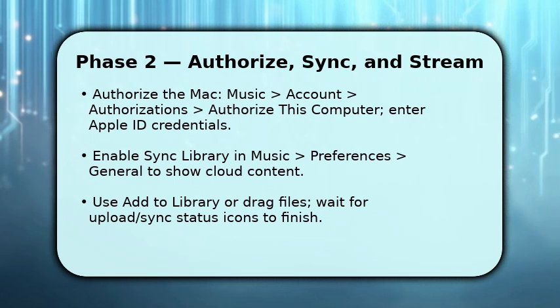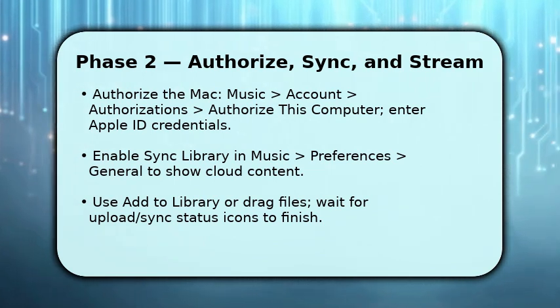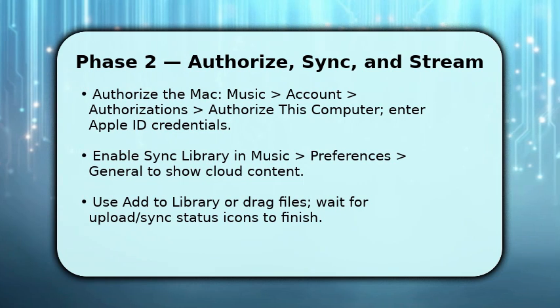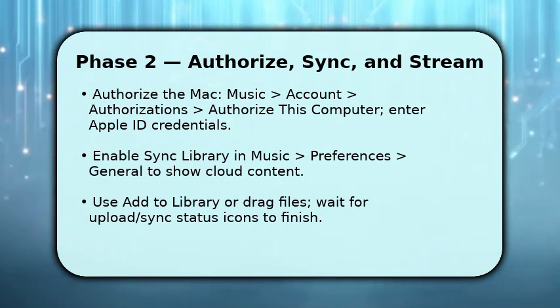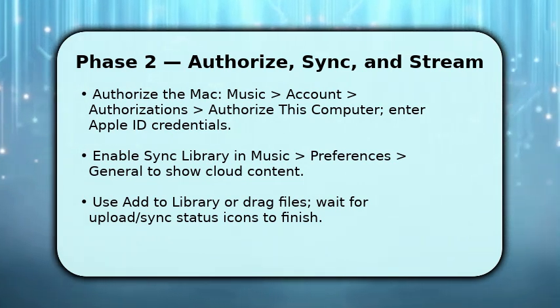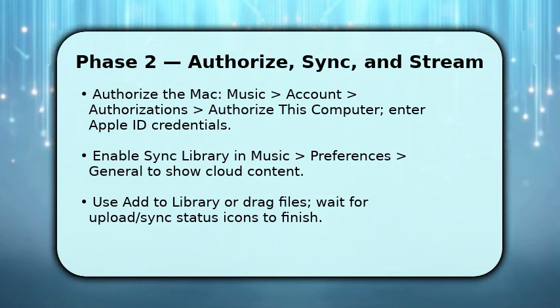Add tracks by clicking Add to Library or dragging files. Make sure to watch Upload and Cloud icons for completion. Once songs display without a cloud icon, play to confirm. If you plan offline playback, download tracks now for local access.